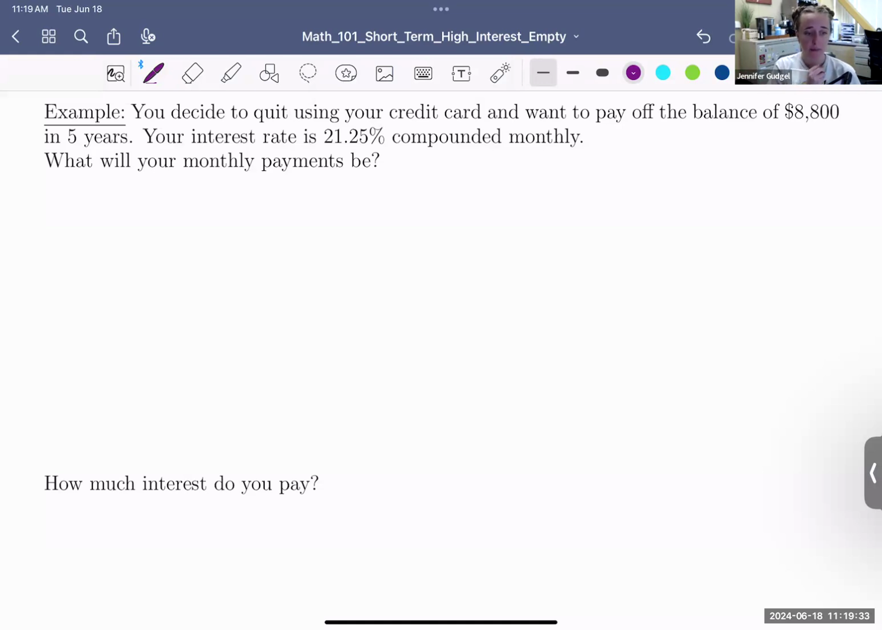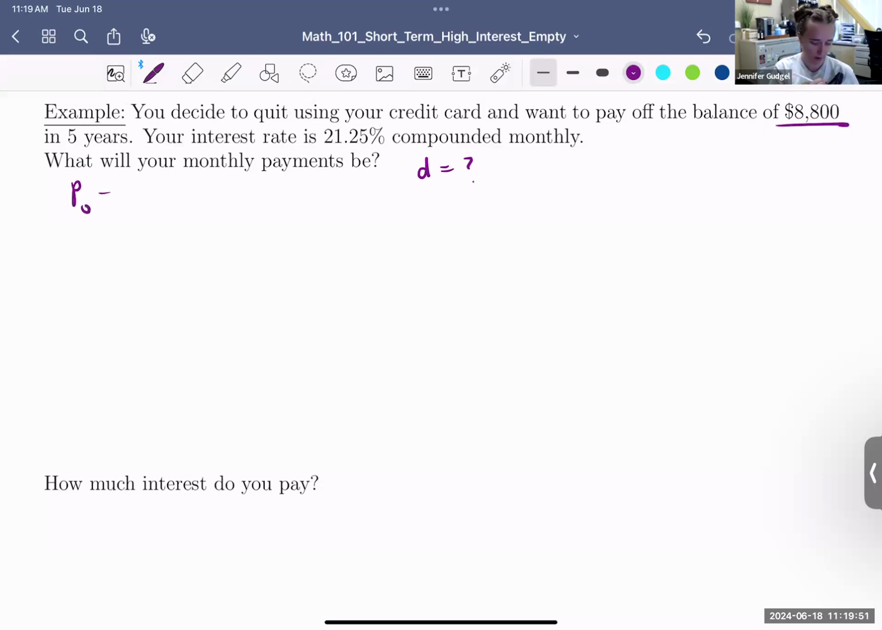So go ahead, take a moment, try to plug all these things in, maybe pause. This is pretty similar to our last situation, at least for the beginning here. We are looking for the monthly payments. All right, I'm going to go ahead and continue on. So hopefully you did try to pause it and attempt it on your own.